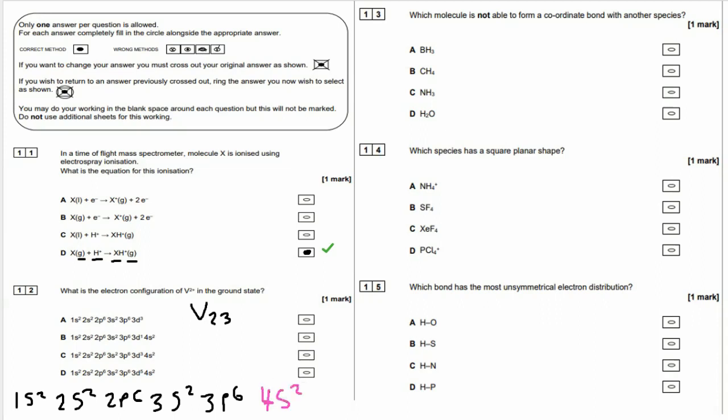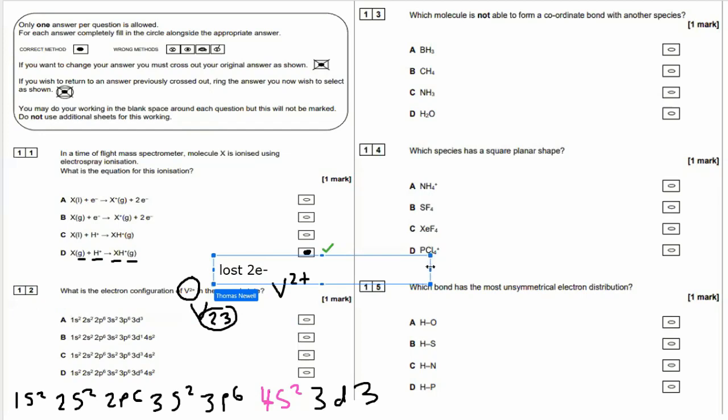Now, this has lost 2 electrons. And the other little trick is, although the 4s fills before the 3d, the 4s also empties before the 3d, which is a little bit unusual, but that's the bit you have to remember. 4s fills before the 3d and empties before the 3d. So it's going to lose those 2 electrons from the 4s2, and that's going to leave us with 1s2, 2s2, 2p6, 3s2, 3p6, 3d3. And the answer to that is going to be A.